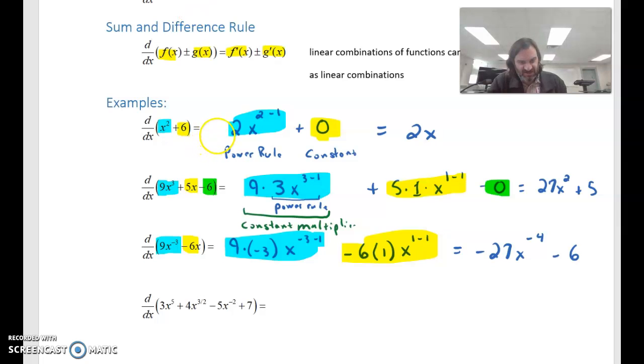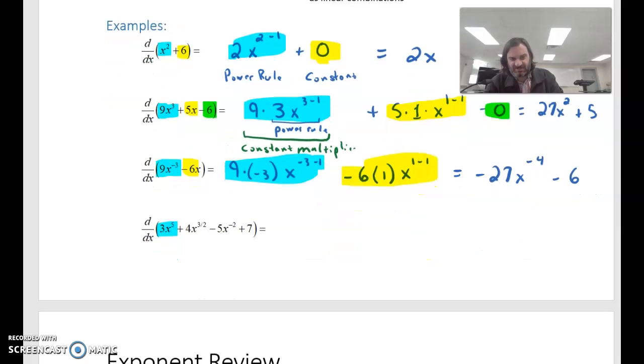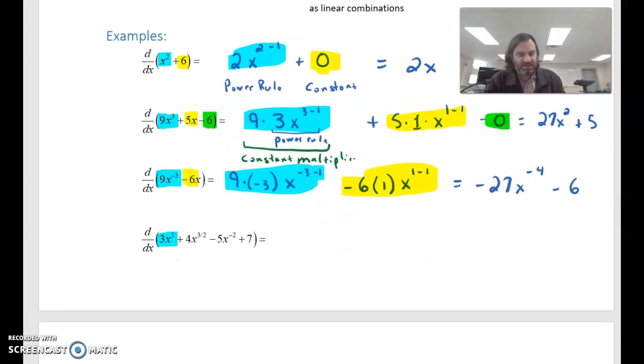is 3x to the 5th plus 4x to the 3/2 minus 5x to the negative 2 plus 7. So 3x to the 5th, let's slide down just a little bit. 3x to the 5th will be 3 times 5x to the 5 minus 1. We'll clean it up in just a second. Plus 4x to the 3/2, so the 4 will go there. The 3/2 exponent comes out front, and then the 3/2 will be decreased by 1, so we'll have to do a little bit of fraction work there.